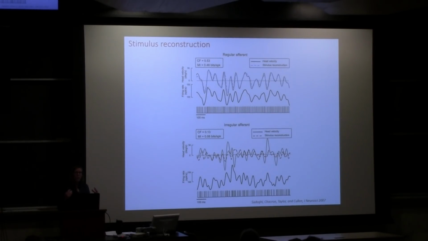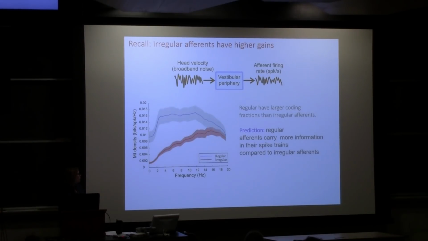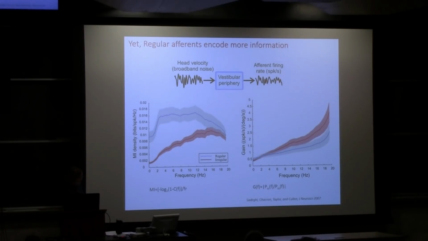And then remember, the gain of the irregular afferent is pretty much higher across the whole physiologically relevant frequency range, but it's not as good at predicting or giving you information about what the stimulus actually was, because it's got all that noise. Okay. So you can then go and look at what's called mutual information, which is basically shown here.